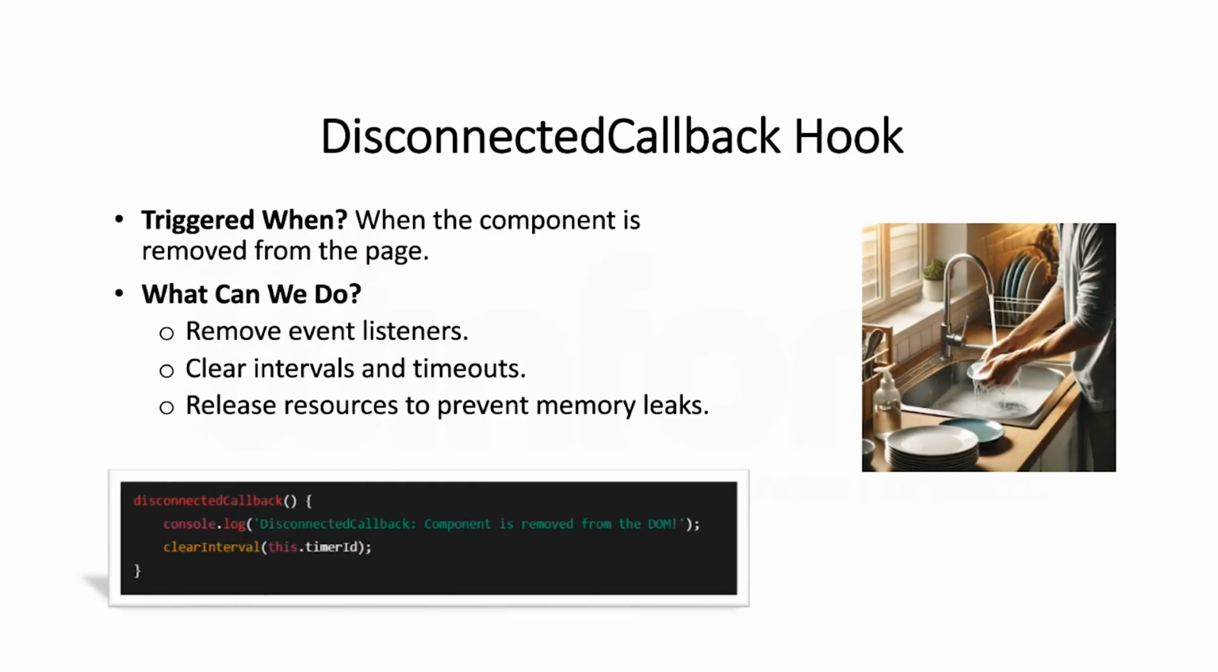Disconnected callback. When the component is removed from the page, this will be called. Once we are done with cooking, it's time to clean up, right? That's what the disconnected callback does. It cleans up when the component is removed from the DOM: turning off the stove, washing dishes, or storing the leftovers properly, maybe in the refrigerator, right? And what can we do with this? Remove event listeners from the component, clear intervals and timeouts, and release resources to prevent memory leaks.